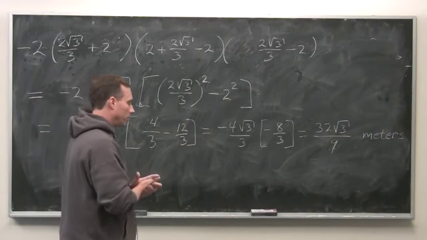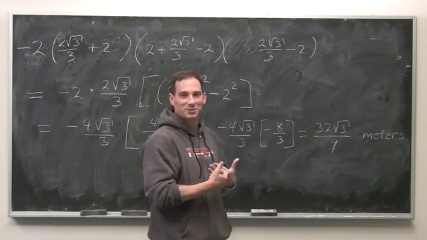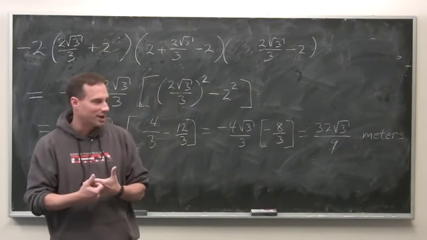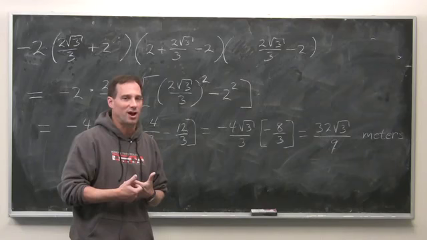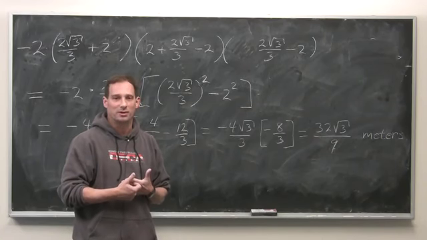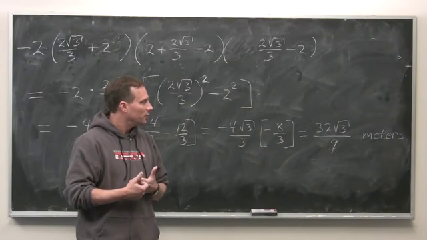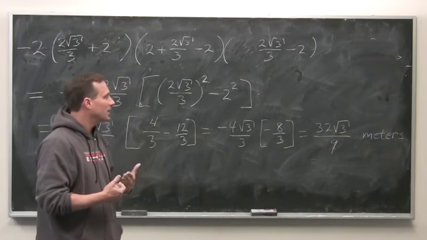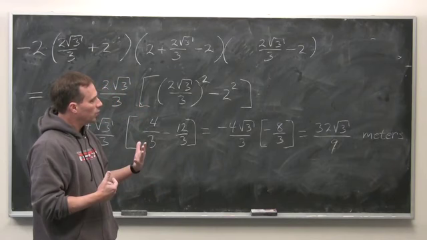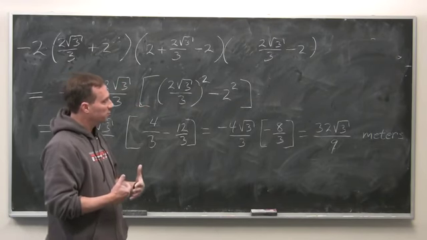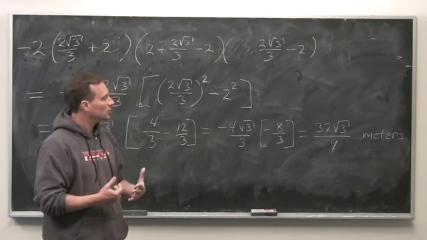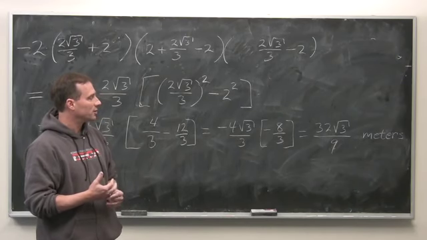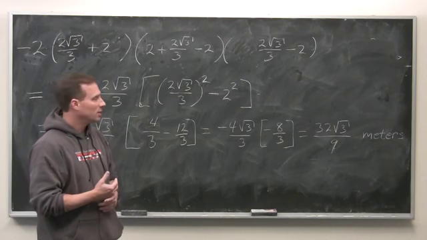Remember what this was: the total distance traveled between times 2 and 4. One of the things you should get out of this is that calculating total distance traveled is painful compared to calculating displacement. But then again, there's a lot more information there, so it's hardly surprising. We got the change in position, so the displacement between times 2 and 4 seconds was 0, but the total distance traveled is 32 times the square root of 3 over 9 meters.